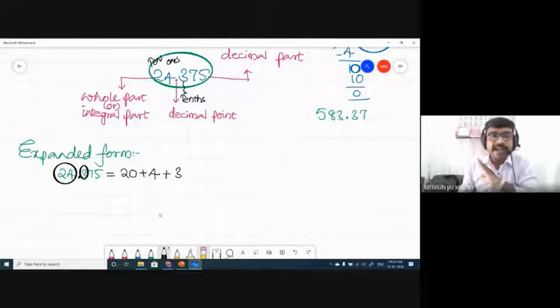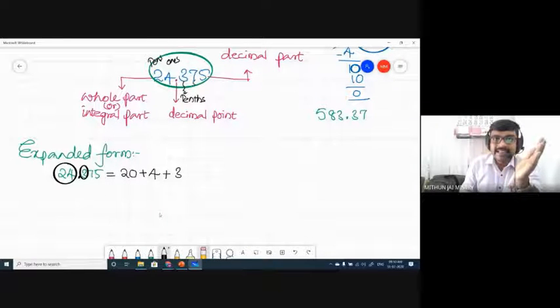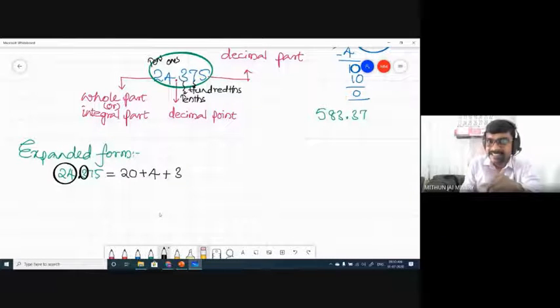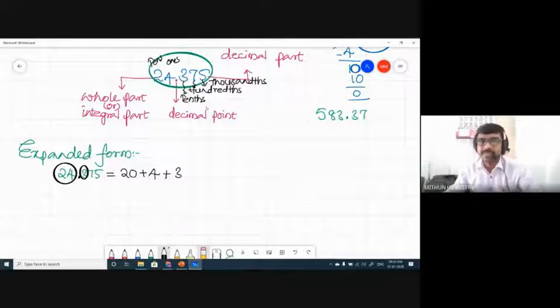So we don't have ones here. After the decimal, it directly starts from tenths. And then this 7 is in the hundredths place. Every time you can see that we will have THs added. It's not 100, it's hundredths. Next, this 5 is in the thousandths place. THs is added every time. So 24 is written as 20 plus 4.